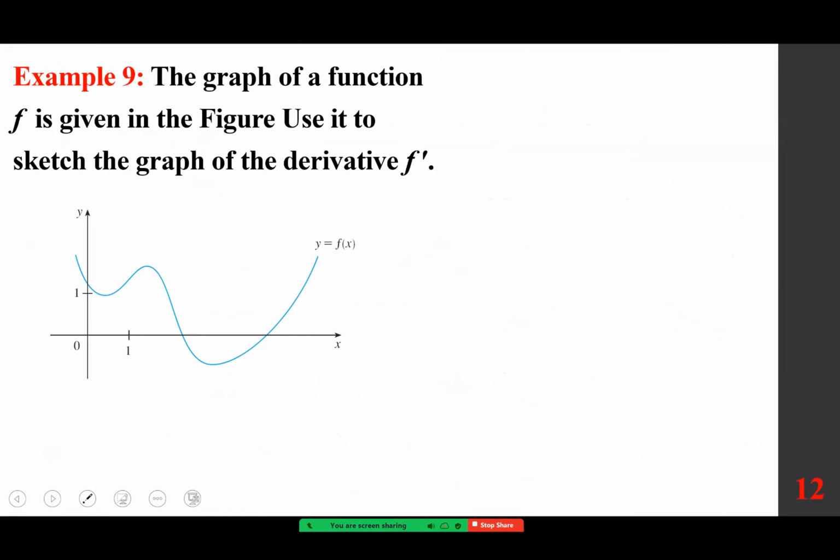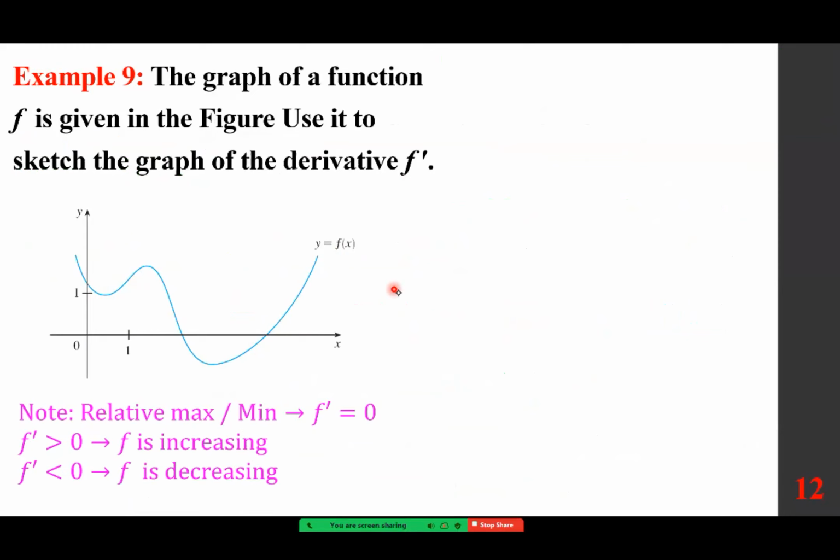The graph of a function f is given in the figure. Use it to sketch the graph of the derivative f prime. I hope you remember that. So I'm going to remind you of a few things. The peaks and valleys, decreasing, increasing. What are they? Relative extrema, relative max and min, occur where f prime is 0. So if you were to draw tangent lines, they would be horizontal tangent lines.